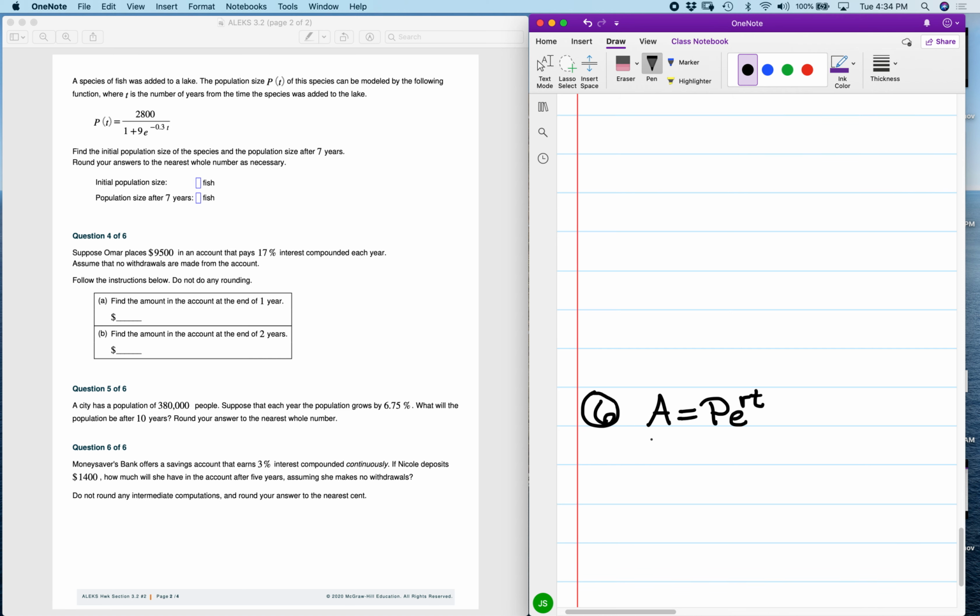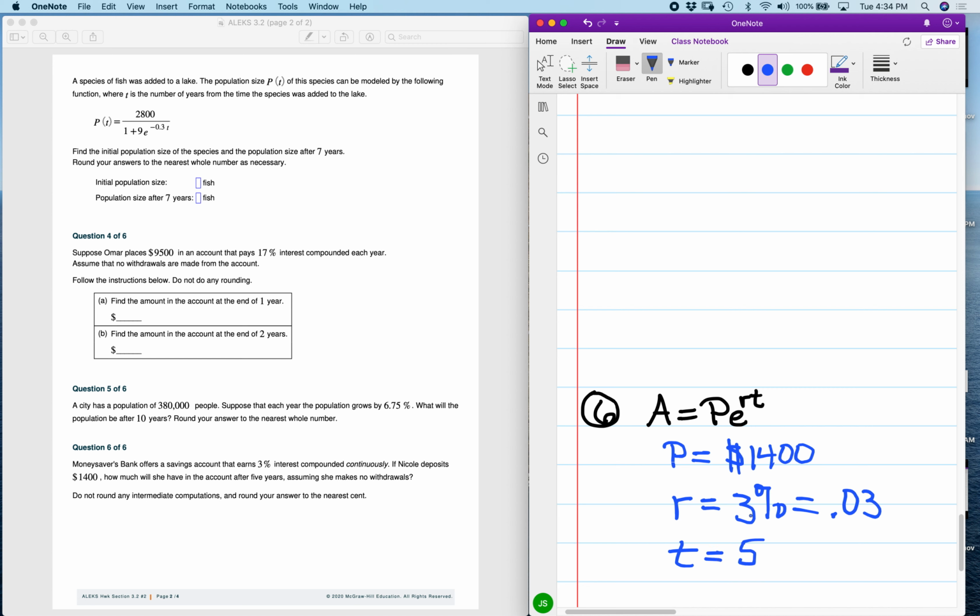So for the items of information, P is going to be the principal, the amount that is deposited. So we have $1,400. And the rate of interest we have at 3%. Once again, we're going to record R as 0.03. And for the time span, once again, we're looking at 5 years.